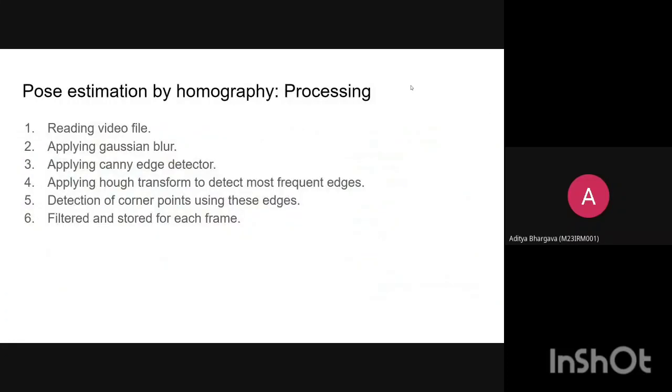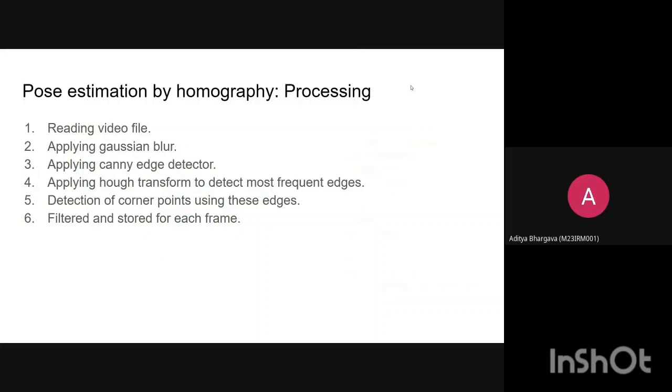The third part of the code is pose estimation by homography. We have further divided it into two parts. First one is the processing, that is, how we are processing the video file that we are giving to the function. First, we are reading the video file. Then we are blurring so that we can reduce the noise.